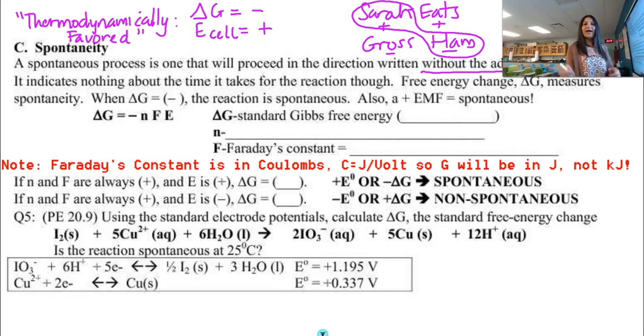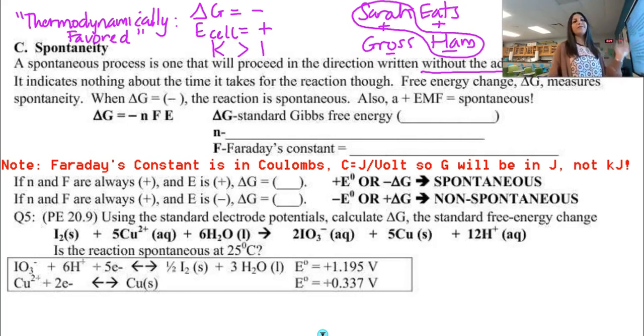In addition to that, what also relates directly is K, our equilibrium constant. And we know that if we're favoring the products, meaning that our reaction's moving in the direction from reactants to products, K is greater than 1, and if K is greater than 1, we have more products than reactants at equilibrium, then that means that it's also a spontaneous reaction, or thermodynamically favored. So it's really important to remember that all three of those are going to give us a spontaneous or thermodynamically favored reaction.